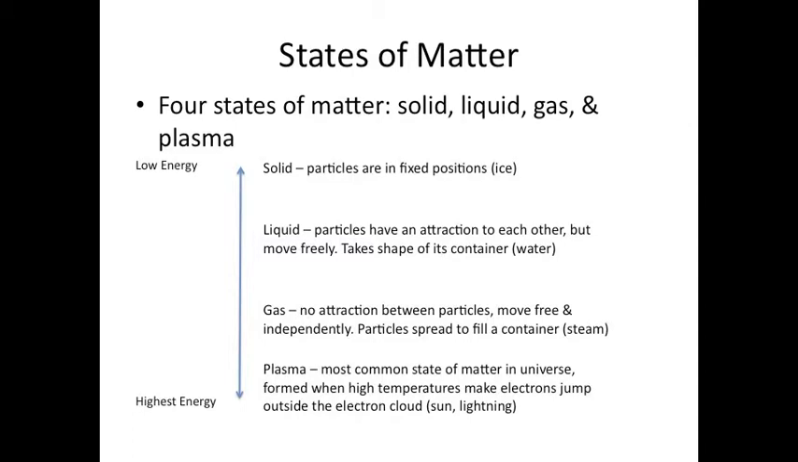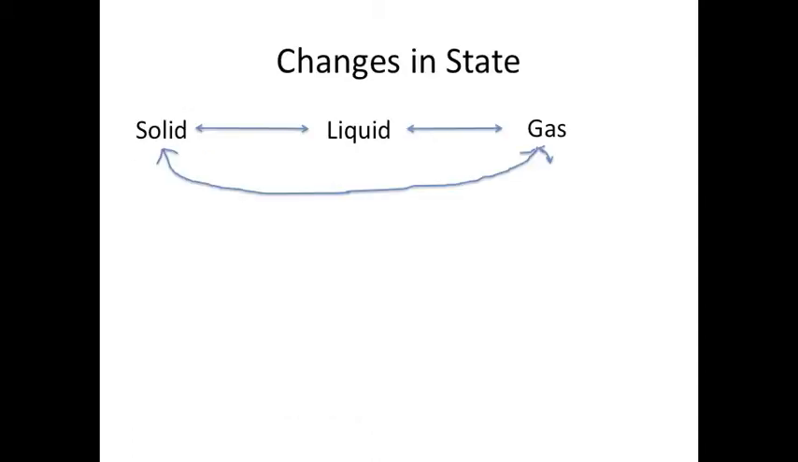Last but not least, plasma has the highest energy, and while it's the most common state of matter in the universe, formed when high temperatures make electrons jump outside the electron cloud, we won't really be looking at it in earth science. The last topic we're going to cover in this section is how matter changes its state. How solids become liquids, liquids become solids, liquids become gases, gases become liquids, or how solids can transfer to a gas and gas can become a solid.